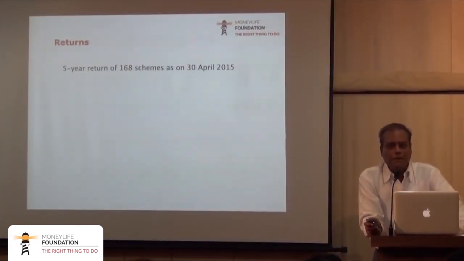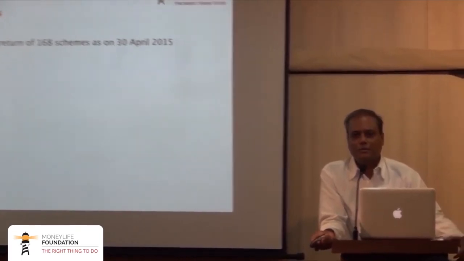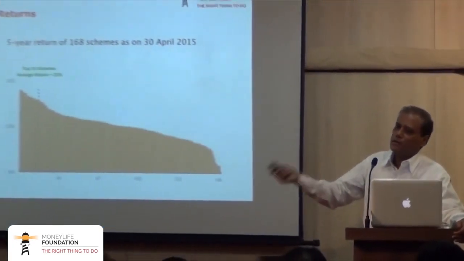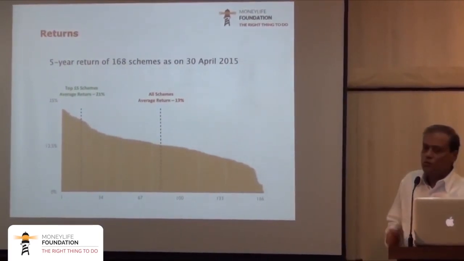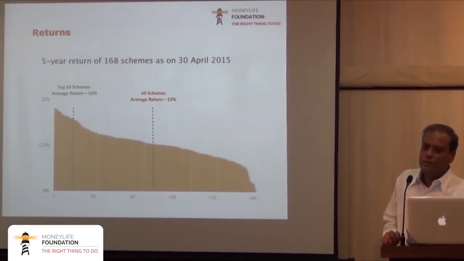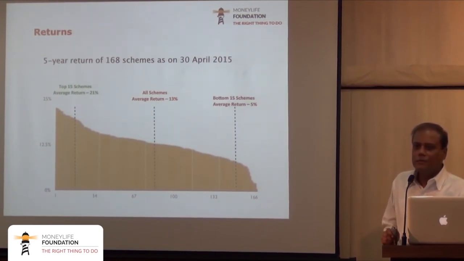I'd mentioned that I'm going to come back to the issue of professional management, which I said is not such a strong reason by itself to buy funds. This is a 5-year return of 168 schemes which were there 5 years ago, as on 30th April 2015. This is a real life story of what can actually happen, not this fund or that fund, but across the board. Top 15 schemes gave you a return of 21%. All the schemes on an average, immediately the return drops to only 13%. Bottom 15 schemes, minus 5%. Same period, 5 years, 168 schemes.